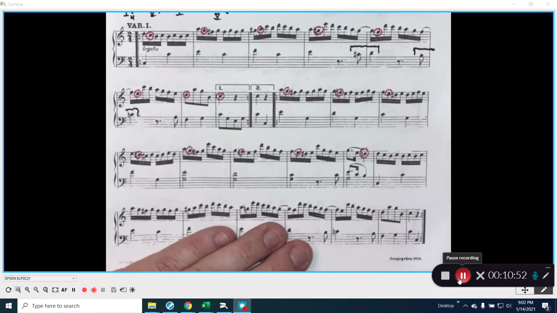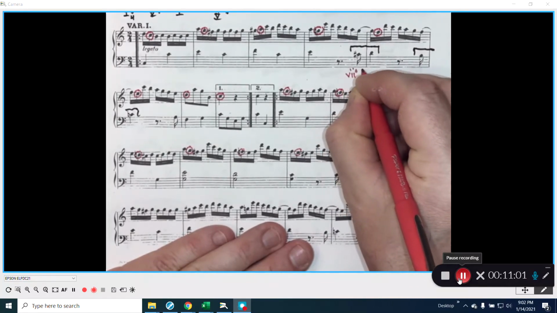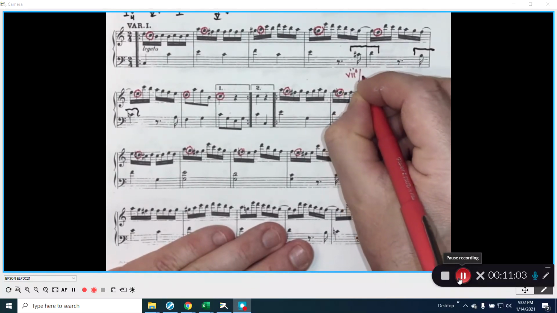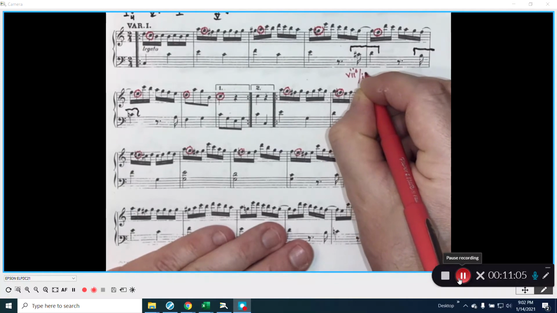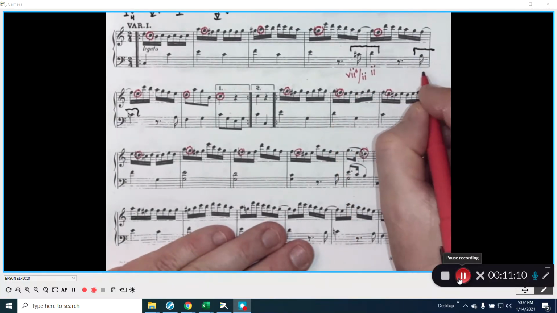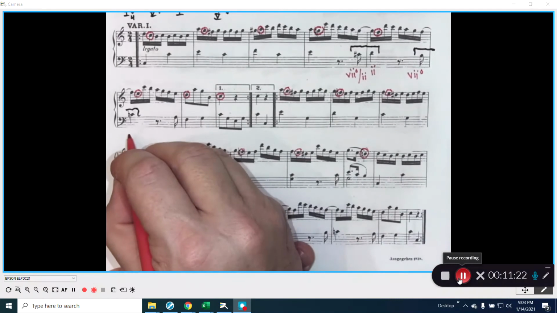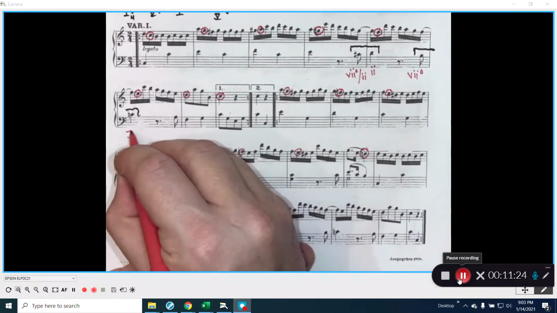And if we do this, it's kind of interesting what happens. This 7 diminished of 2, and I think a triad, and then 2. And the next bracketed bit here, he has the same progression, this time associated with the tonic.